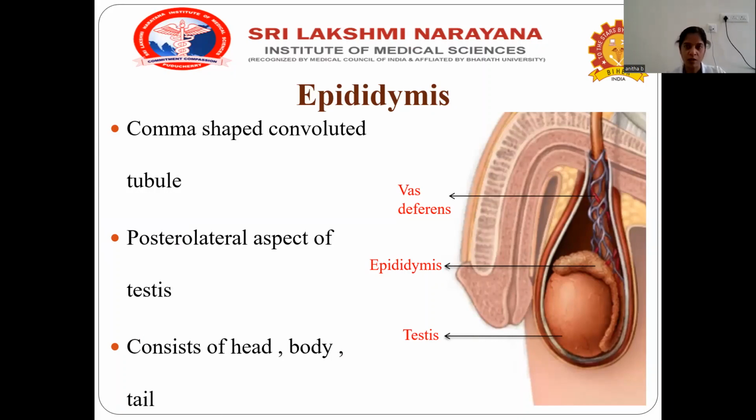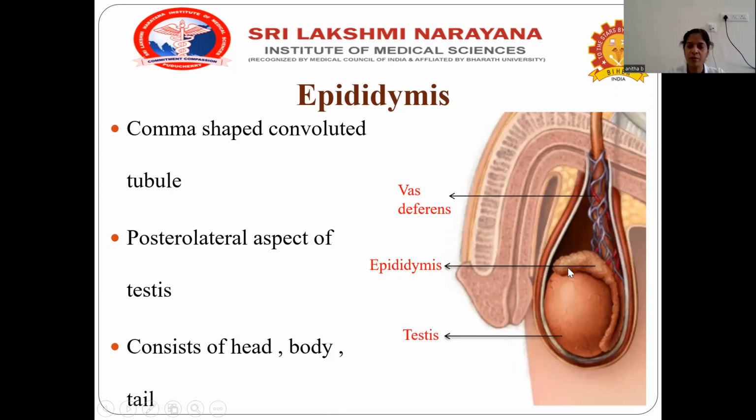Now, next one, so testis we finished. The rest of the things we have to see now. The next one is the epididymis. So you know the gross features of the epididymis, no? It is a comma-shaped structure. It is also a convoluted tubule, which lies posterolateral to the testis. This is the testis. Posterolateral, you can see the epididymis.